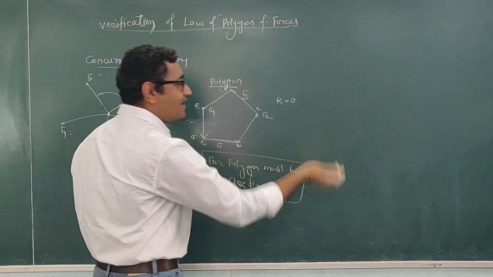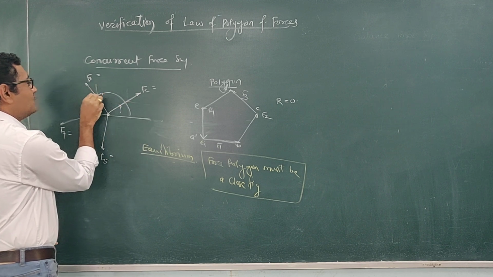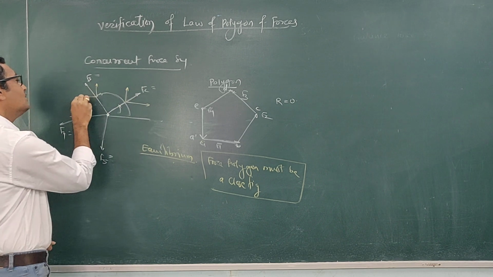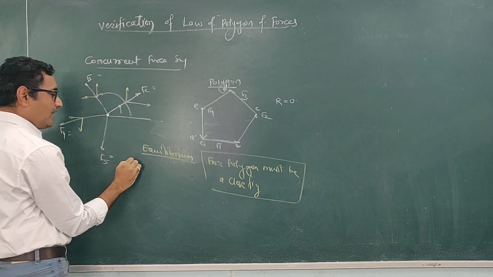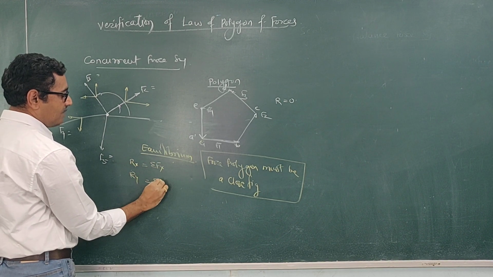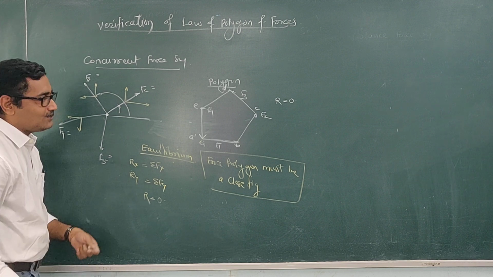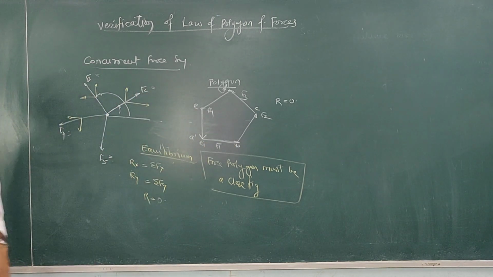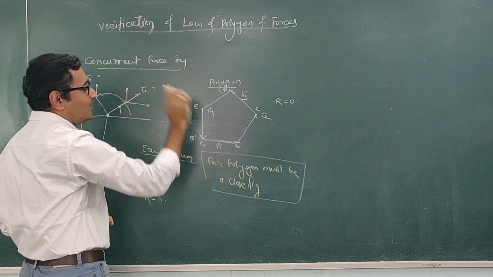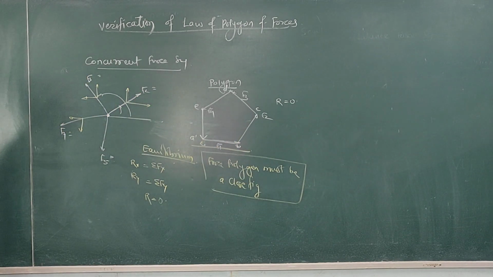After the experimentation, we have to do the calculation, and in the calculation we are going to resolve each force into rectangular components. I will explain that calculation in the next video. We have to resolve each force and find Rx and Ry by using summation of Fx and summation of Fy, and with these find the resultant. This resultant must be equal to 0, meaning graphically as well as analytically the resultant must be equal to 0. Here, the aim of the experiment is to verify the law of polygon of forces, and the law of polygon of forces is verified.